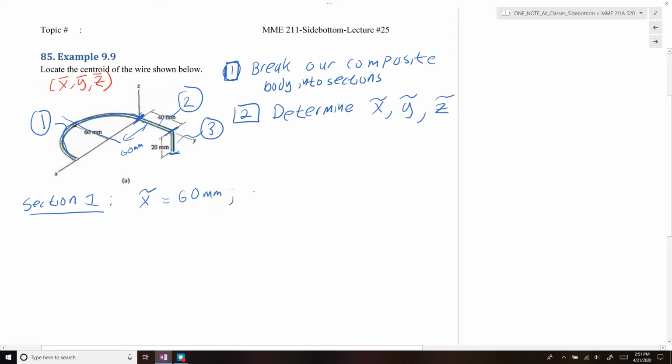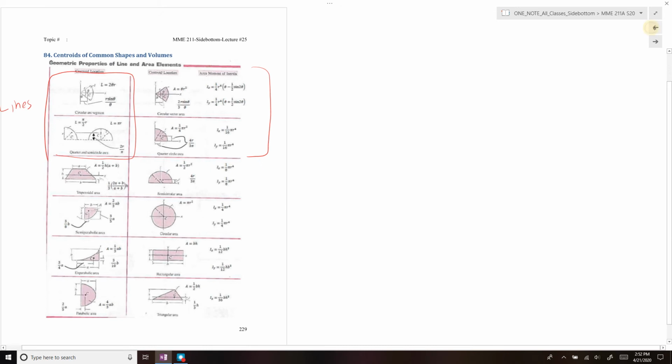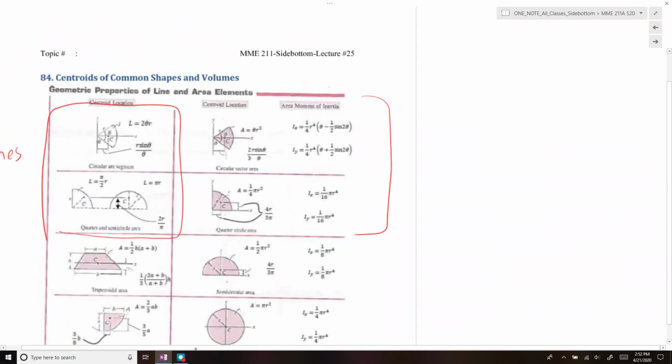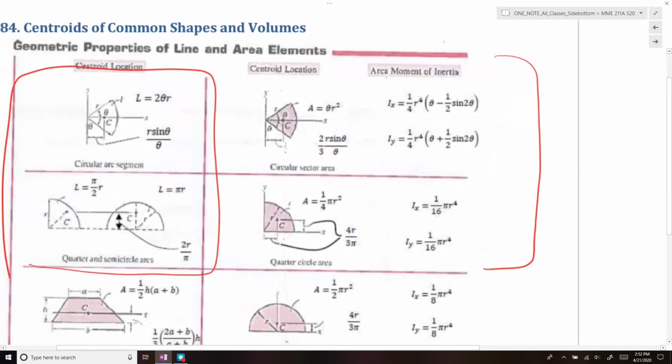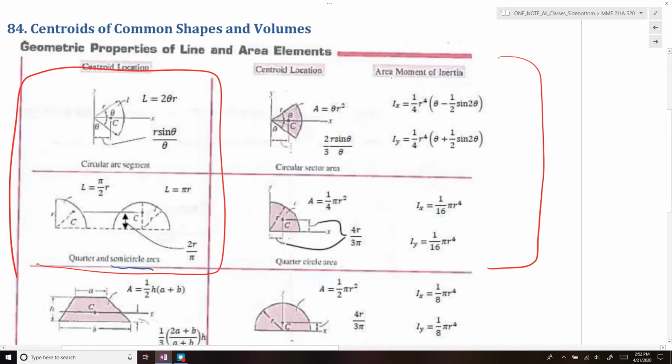All right. Y tilde for this section, it's a little bit more difficult to calculate or to view by inspection. So in order to calculate what y tilde would be equal to, we need to go back to our table. So if we go back and look at our table here, we have the centroid location for a semicircular arc is given to us by this equation here. So the location C is going to be equal to 2r over pi.